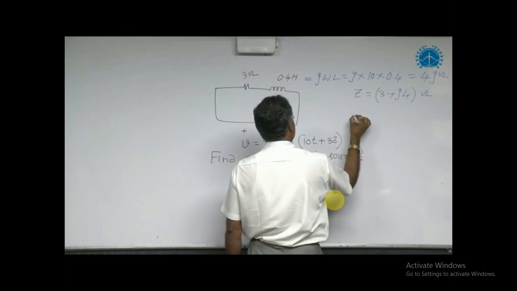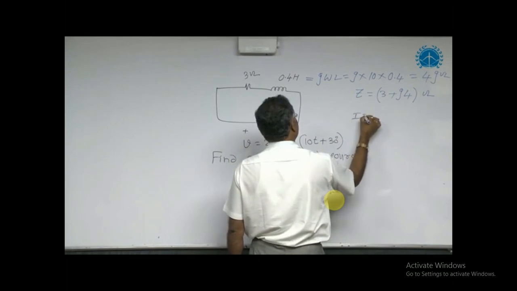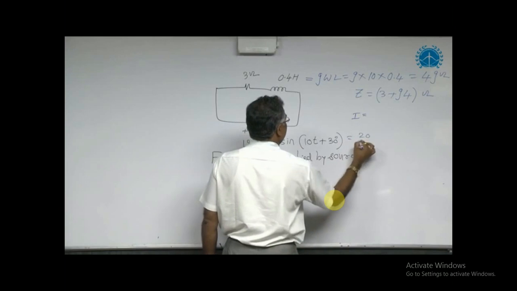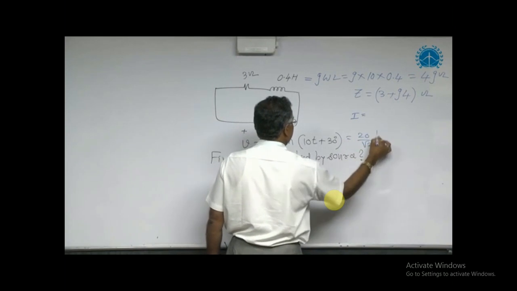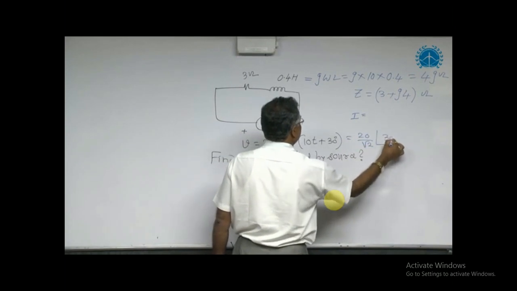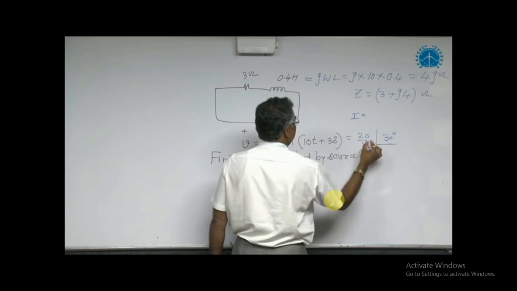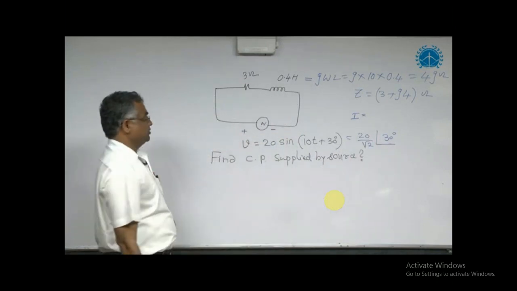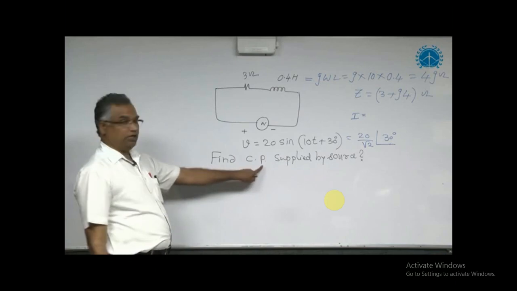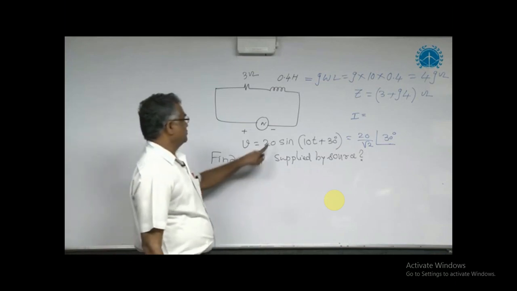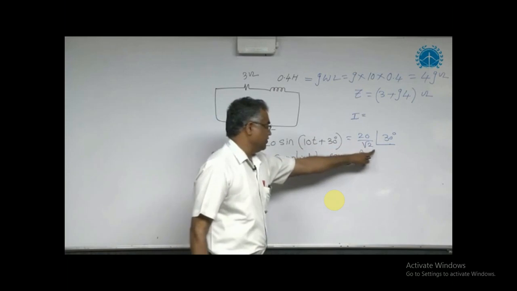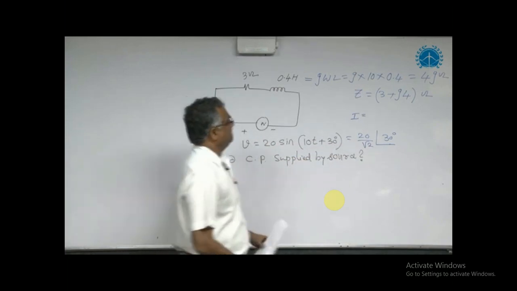Then the phasor current I. The phasor voltage is 20 by root 2 at an angle of 30 degrees. This 20 by root 2 is RMS. Compulsorily we should take RMS only because we are dealing with power. So 20 by root 2 at an angle of 30 degrees is the phasor form equivalent of the voltage source.